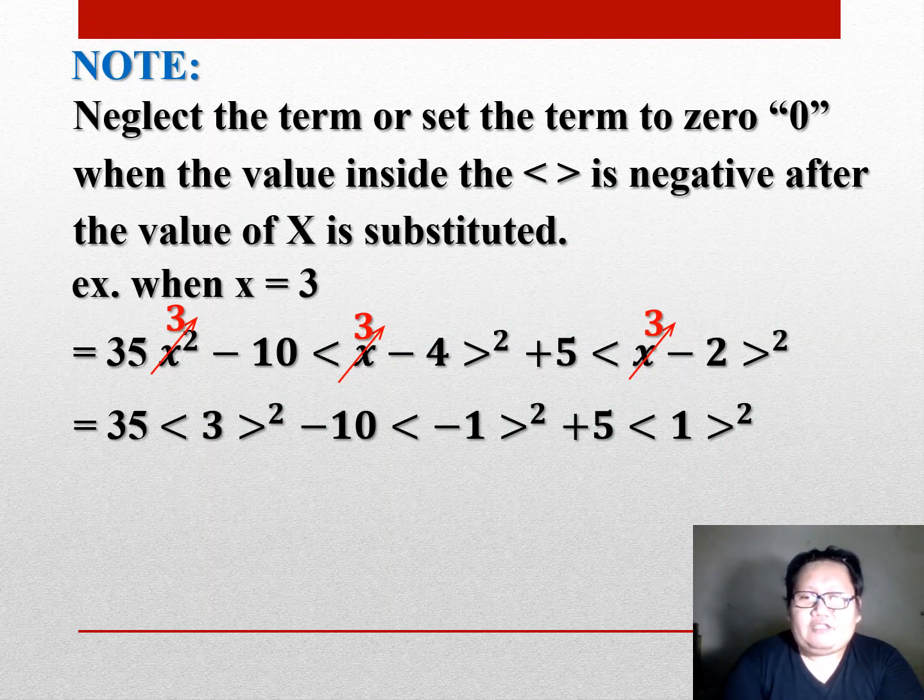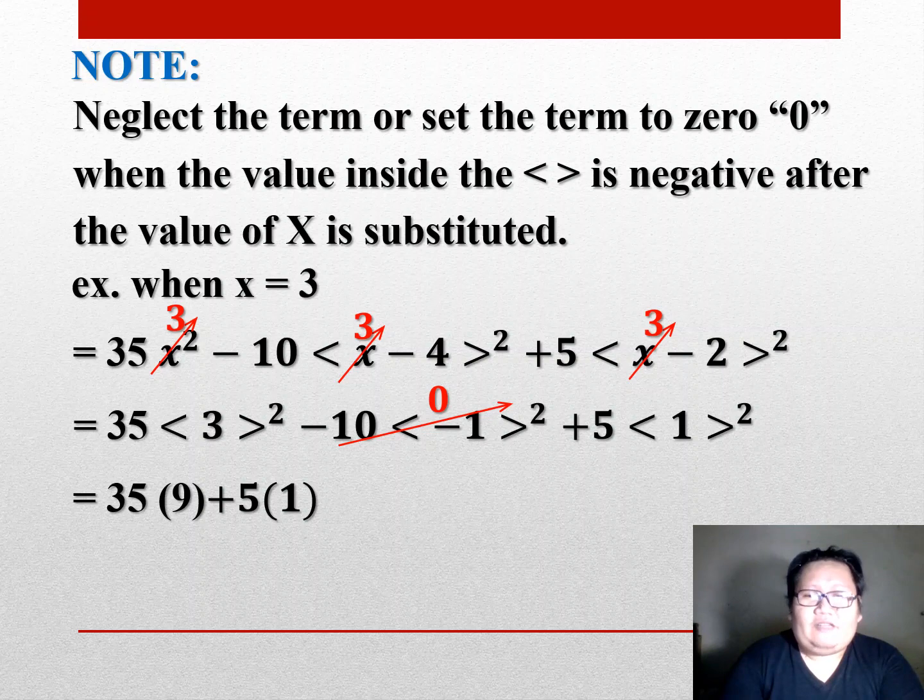And remember, 3 minus 4 is negative 1, so do not forget that. And observe the exponential power, square. Then plus 5 times, the 3 minus 2 is positive 1, so that's 1 squared. And as you observe in the middle term, the negative 10 times negative 1 squared, the value inside the pointed bracket is negative. Therefore, we have to set that function or term equal to 0. Finally, the expression would now be 35 times 9 plus 5 times 1.